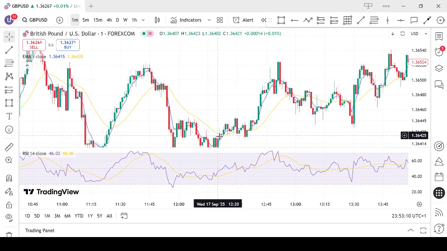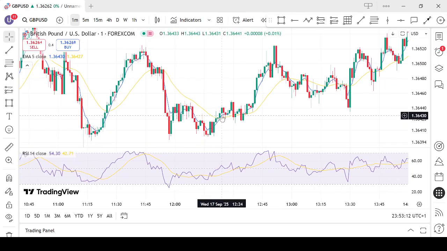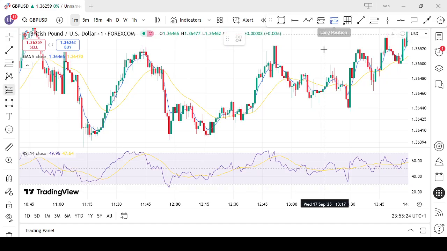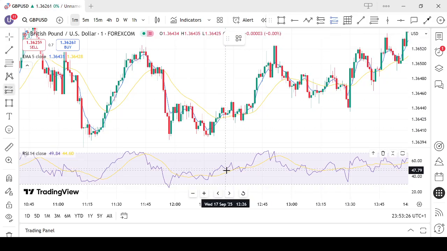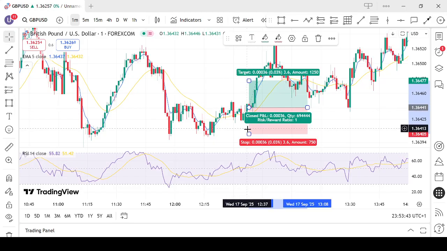We can see at this area in the market, price crossed above our long term simple moving average, our exponential moving average. The blue line crossed above the yellow line. This signals our buy trade, and as we can see our RSI shows that we are heading in the buy direction because price was trading above our 50 region. So at that area, you would want to enter a long position.